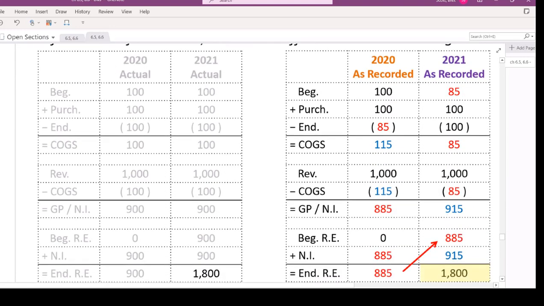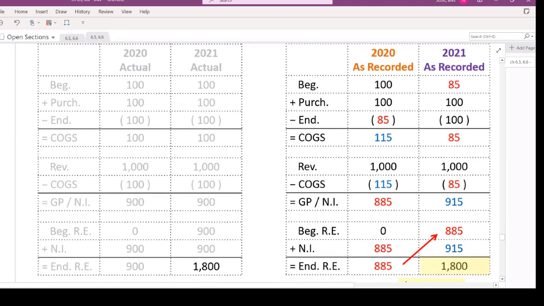So here we see 2020 as recorded. This is the bad. This is the, oh God, we screwed this up. Net income is 885 for the first year because cost of goods sold was messed up. That goes into retained earnings. Ending retained earnings for 2020 is 885. That amount becomes next year's beginning retained earnings. So in 2021, I now have a flipped sign where I got net income that's too high by 15. That gets inputted into retained earnings when we close the books.